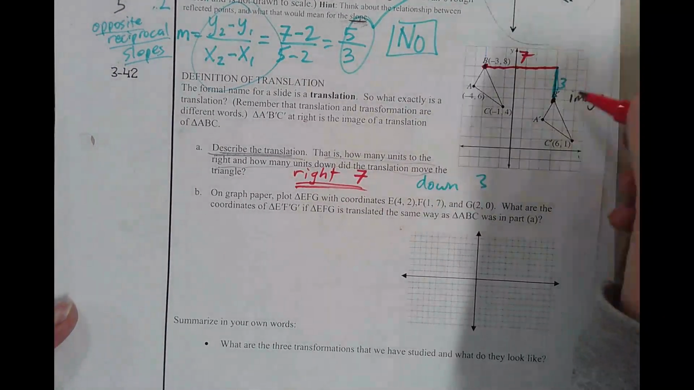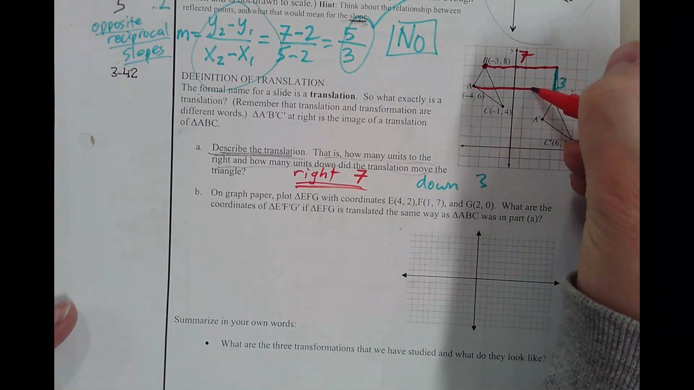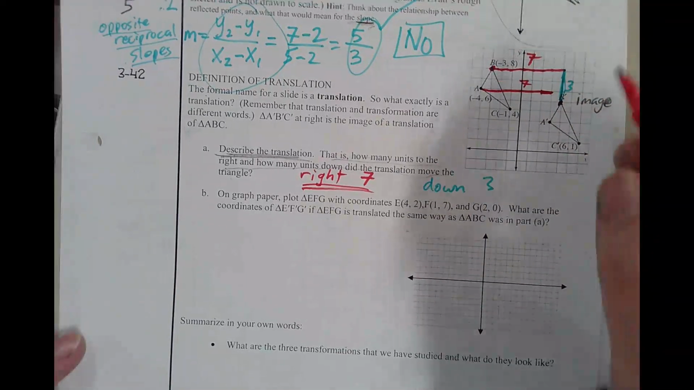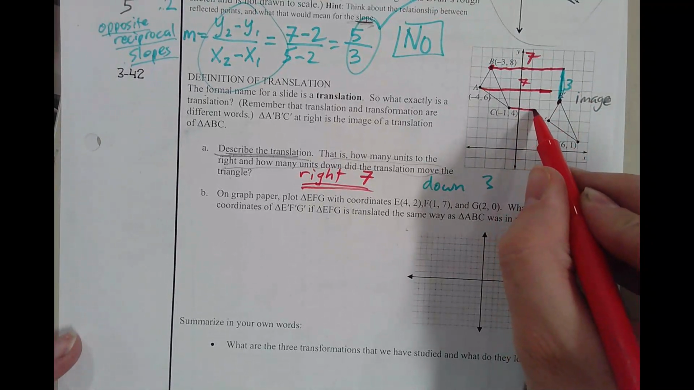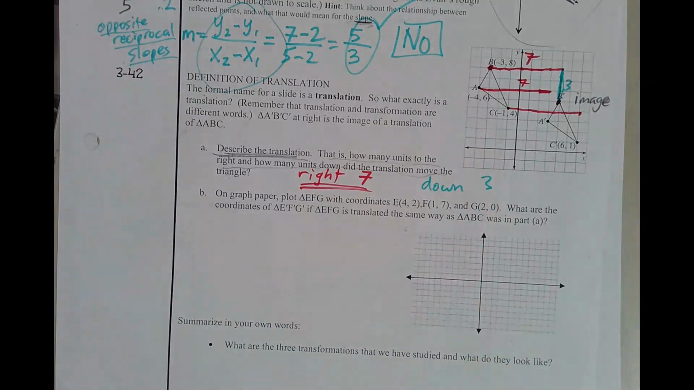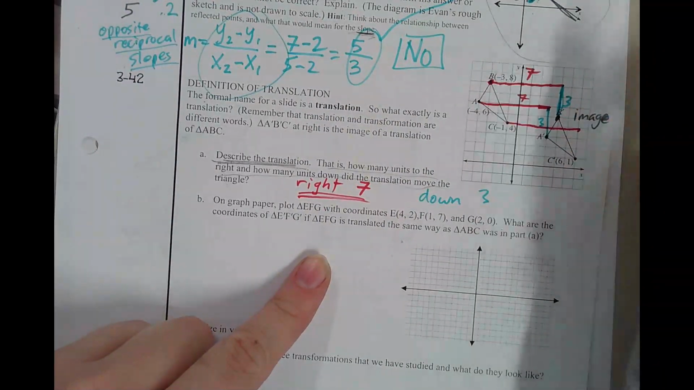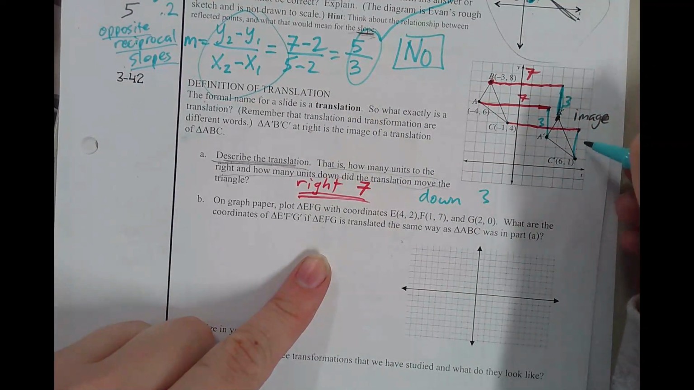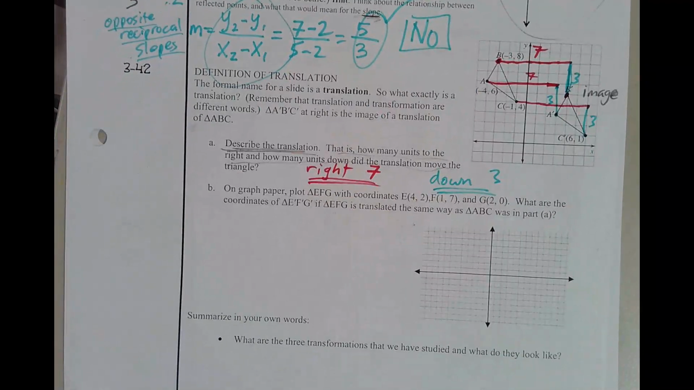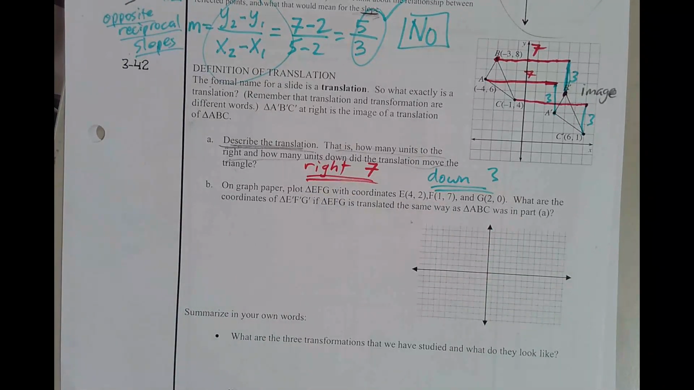Now check if it's true for everything. We just checked B to B prime. What about A to A prime? 1, 2, 3, 4, 5, 6, 7. Okay. What about C to C prime? 1, 2, 3, 4, 5, 6, 7. Good, that matches up. And down 3, does it match up with A and A prime? Yep. What about C and C prime? Yes. So right 7, down 3 is confirmed. The horizontal movement is right 7. The vertical movement is down 3.